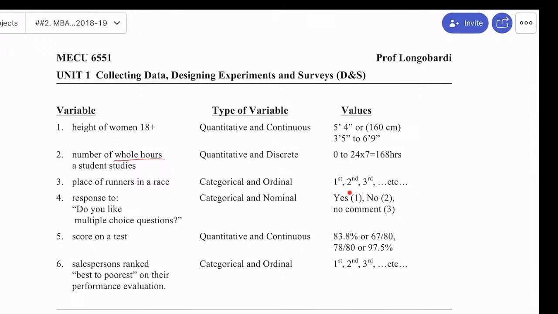And I assign 1 to yes, 2 to no, and 3 to no comment. But another researcher could assign 1 to no comment, 2 to no, and 3 to yes. Okay, it could be assigned in a different way, and it doesn't affect the interpretation of any kind of results if you're to use the numbers.